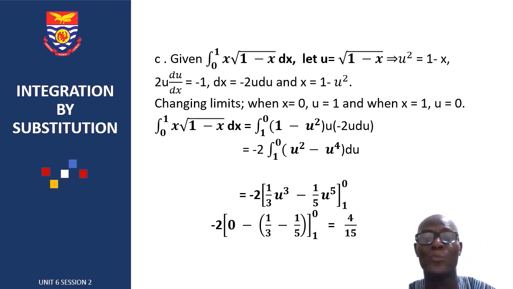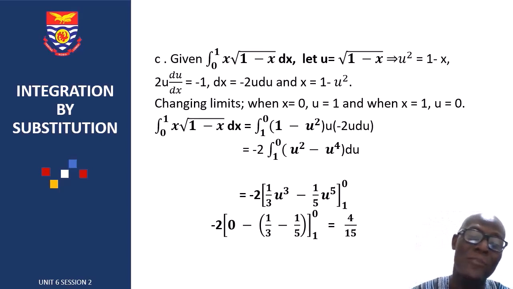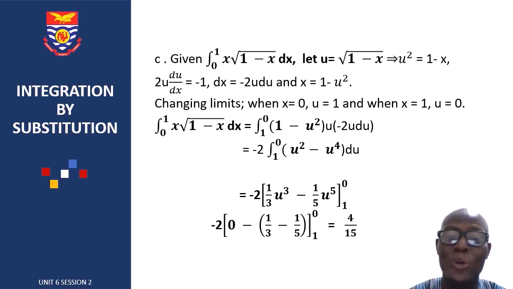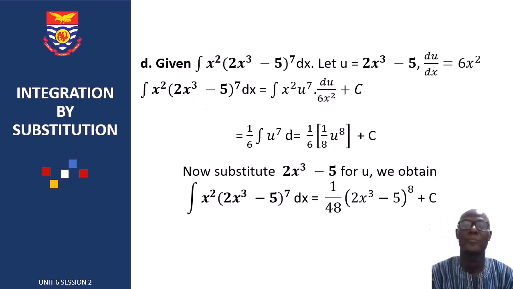Then putting in the limits, we have negative 2 multiplying 0 in place of u power 3 gives 0. 0 in place of u power 5 gives 0. Hence, when the limit 0 is put in, we have 0. Then we put in 1, which gives 1 over 3 minus 1 over 5, which is simplified and multiplied by negative 2 to give 4 over 15.